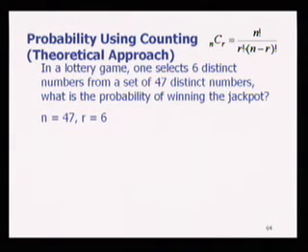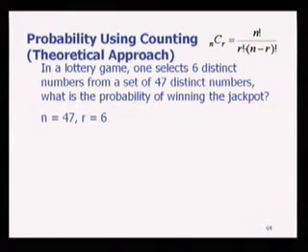But anyway, if the game is set up this way, you have 47 distinct numbers, maybe starting from 0 to 46, or maybe from 1 to 47. Anyway, you have 47 distinct numbers, and you can pick 6. Okay? Now, how many possible ways can you do this?